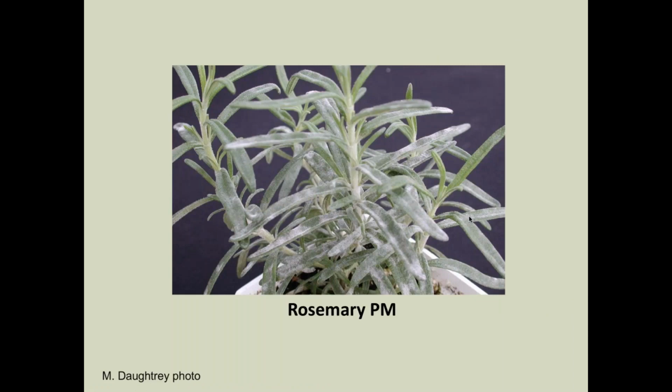Another one that's kind of tricky to diagnose, and this is really showing a lot of powdery mildew spores and mycelium on the surface of these rosemary leaves. But when it first starts, you may actually see the leaves starting to brown and get necrotic and die, possibly drop off the plant. So it's very common on rosemary, but may be very subtle.